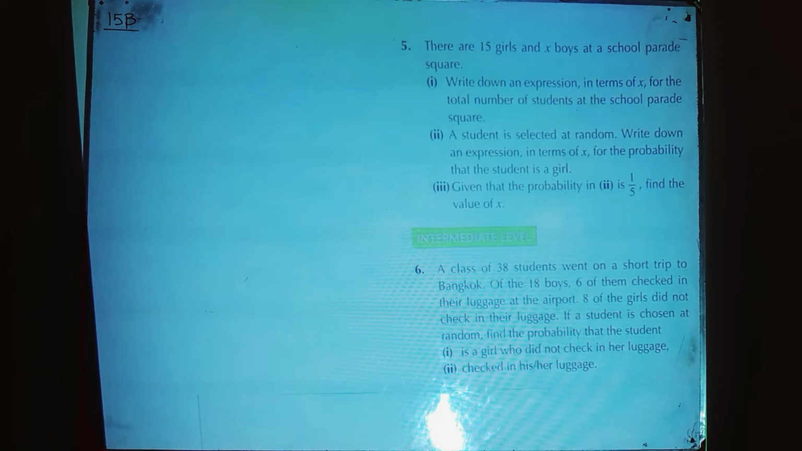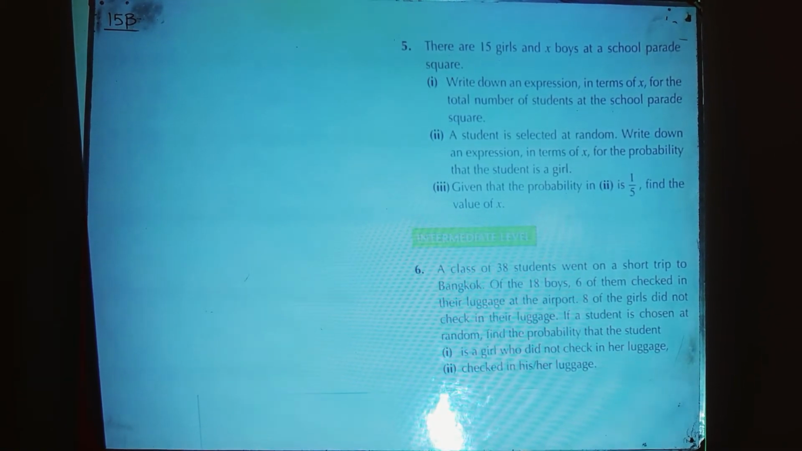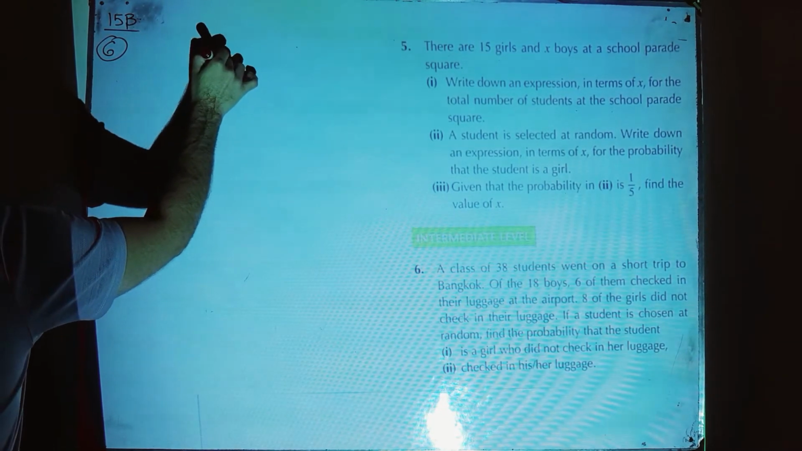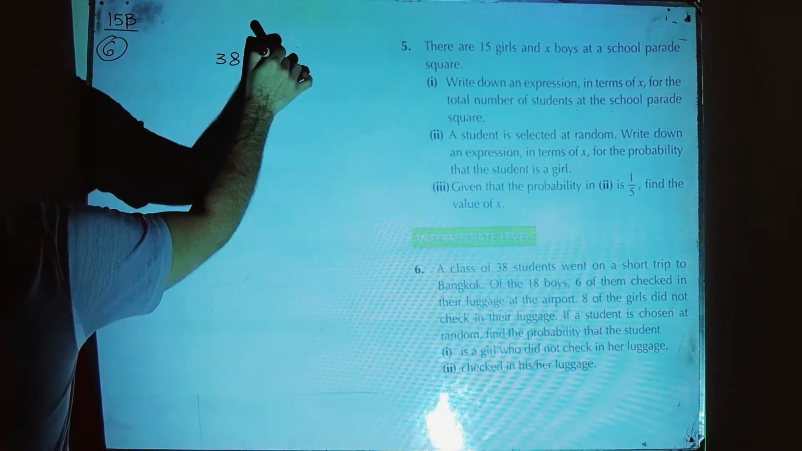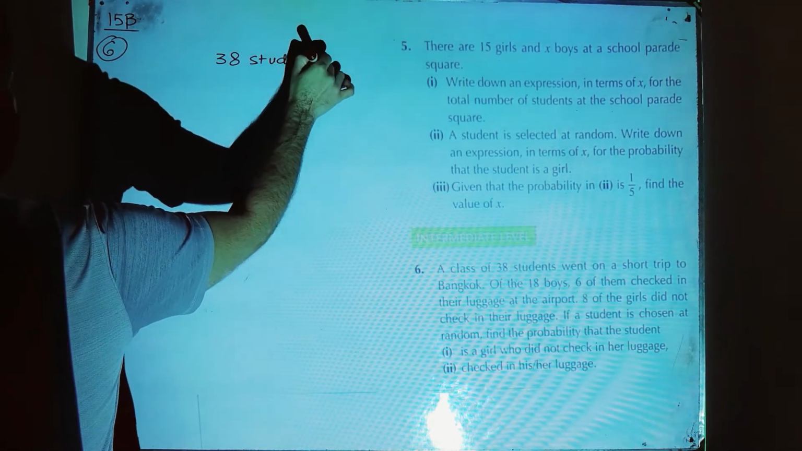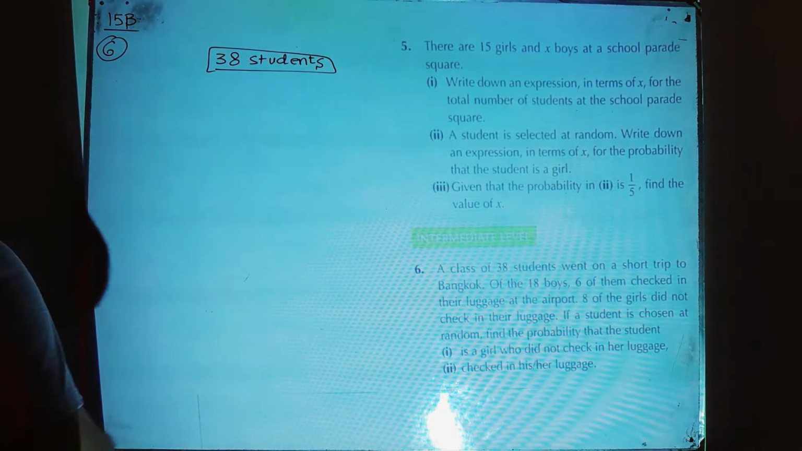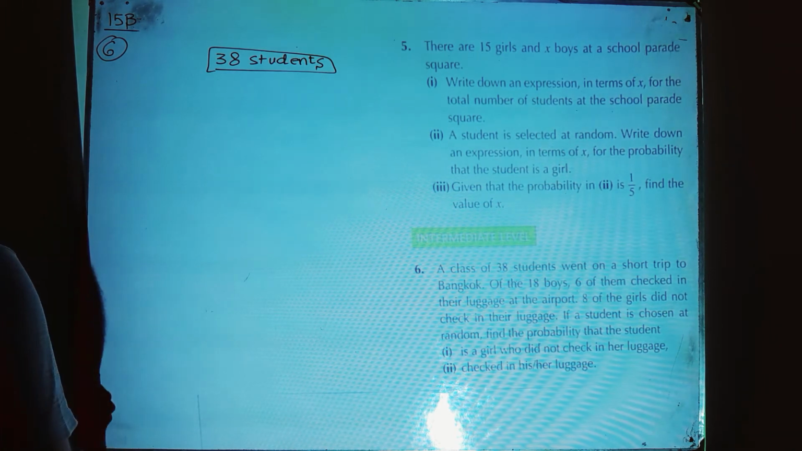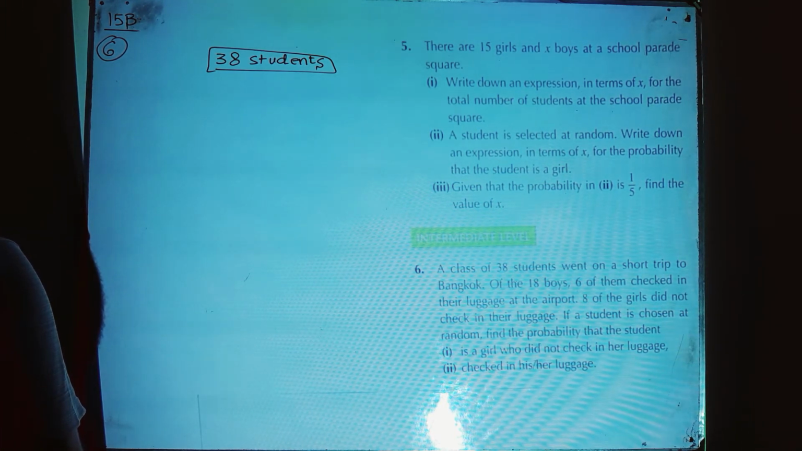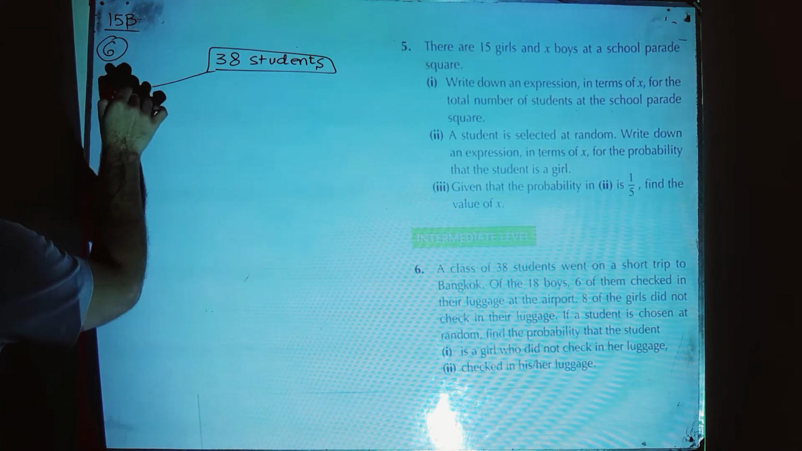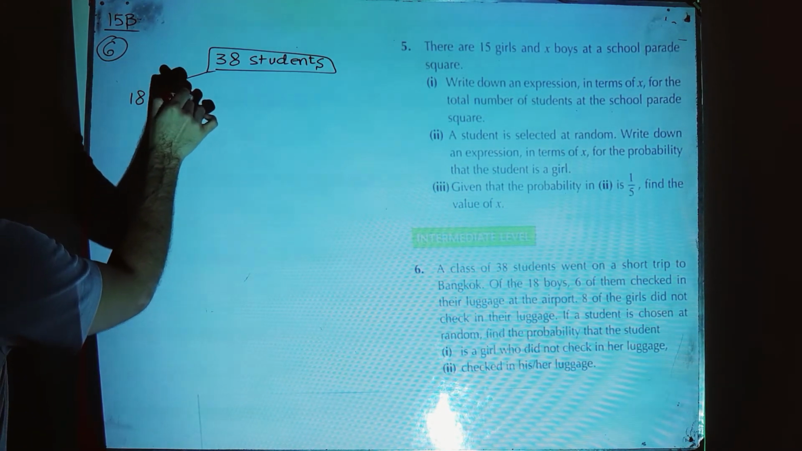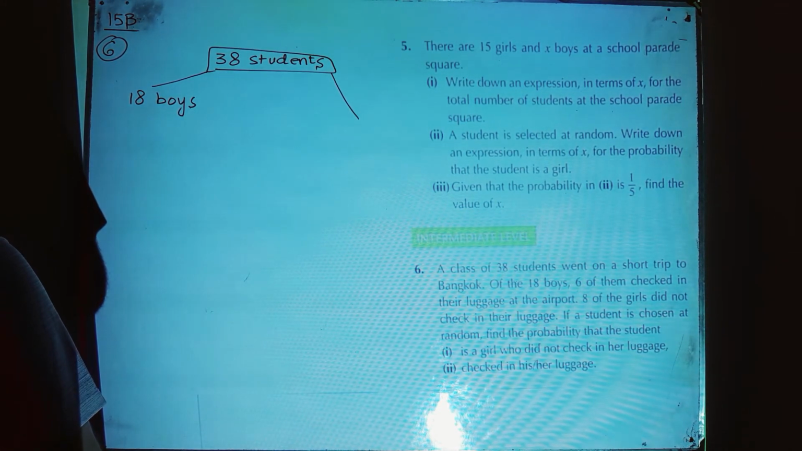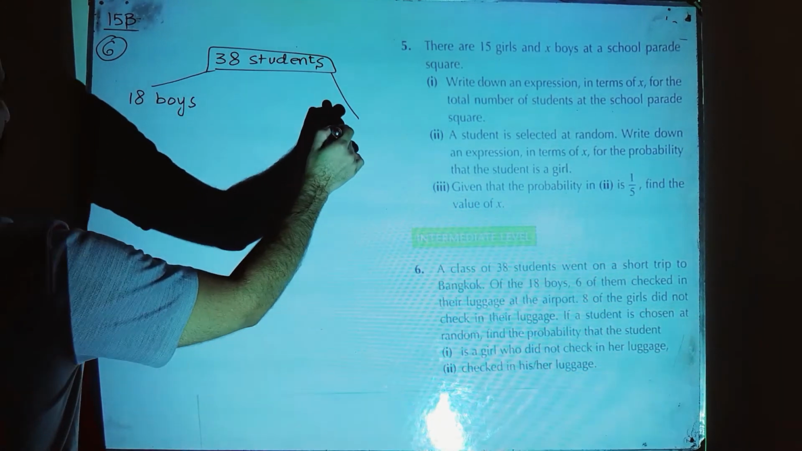Then we have question number 6 and a class of 38 students. So we have question number 6 and how many students? 38. Out of the 38 students who went on a short trip to Bangkok, out of this 38 we have 18 boys, then the rest of them will be girls. 18 boys out of 38, then you have 20 girls.